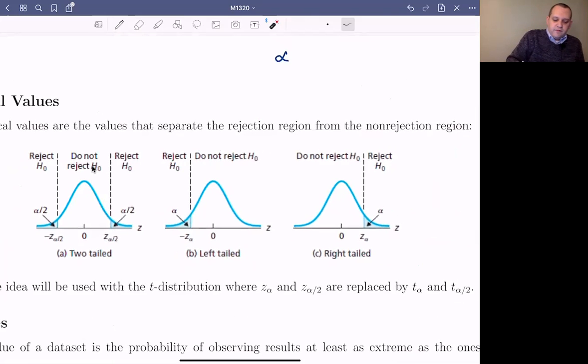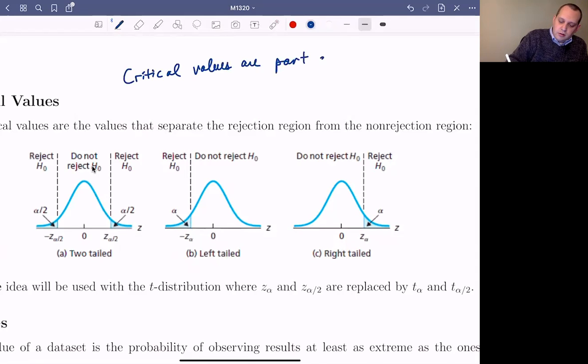And this is important enough that I want to say it. Critical values, in other words, the values between the rejection and non-rejection region, are part of the rejection region. Okay, so those are part of the rejection region. Okay. So that's really the critical value approach.